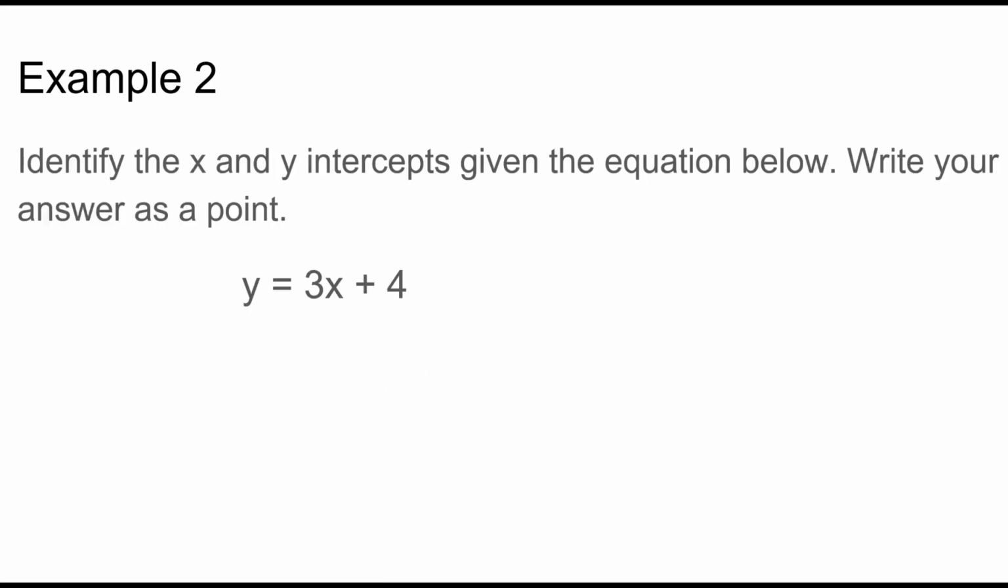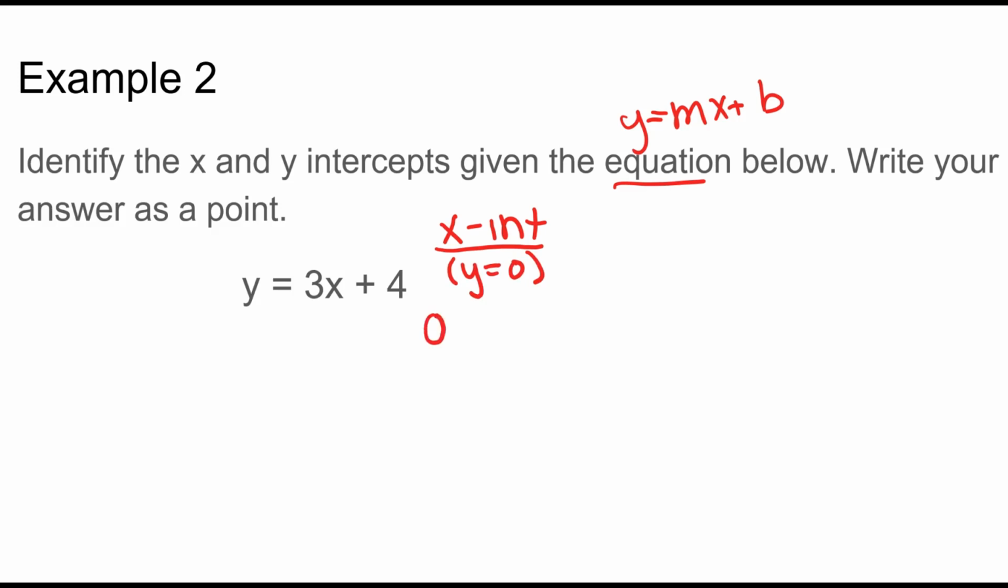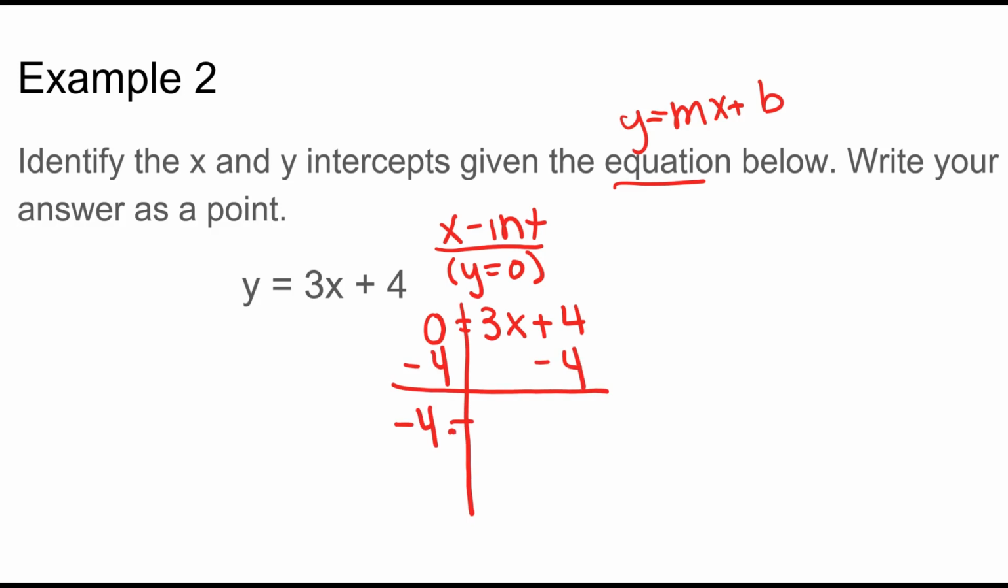We're going to identify the x and y intercepts given the equation below. Write your answer as a point. Well, this equation is y equals mx plus b. So I like to find the x-intercept by doing the following. I write x-intercept and then immediately below it I write y equals 0. So that means where y was, I need to put a 0 and solve for x. So I'm going to subtract 4 on both sides. Negative 4 is equal to 3x. Divide both sides by 3. X is equal to negative 4 over 3. Immediately write it as an ordered pair. X comma y was 0.